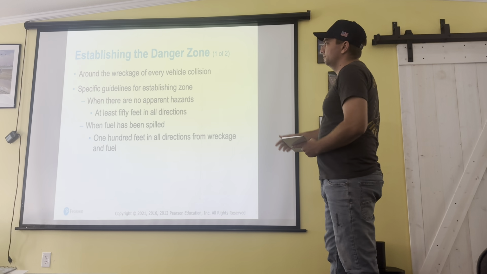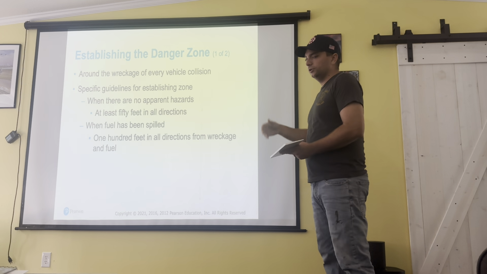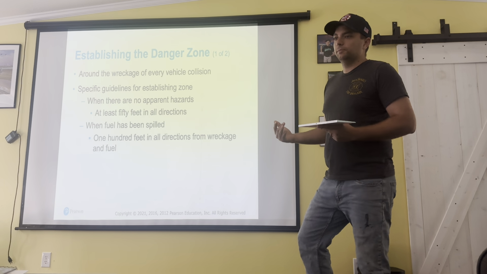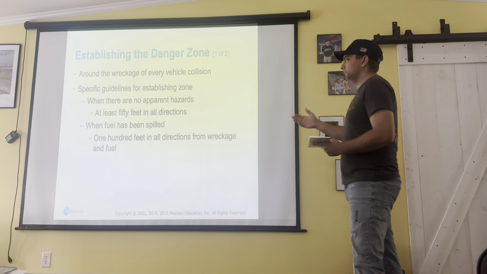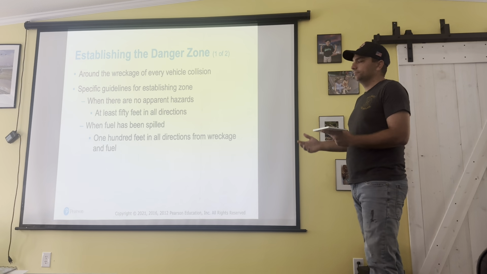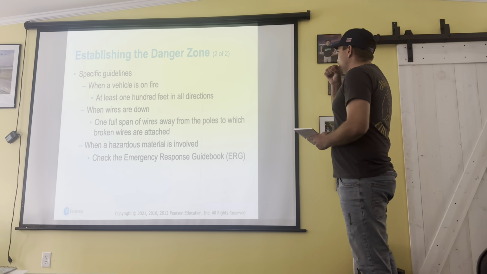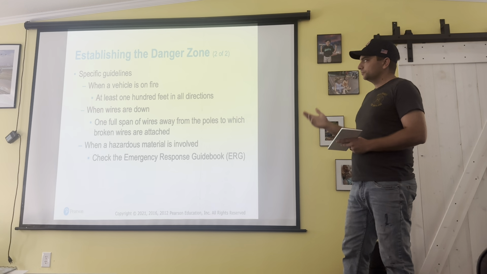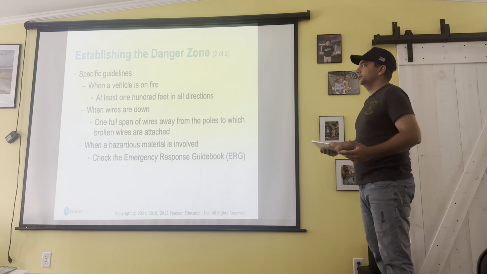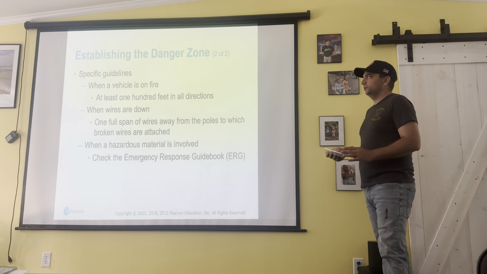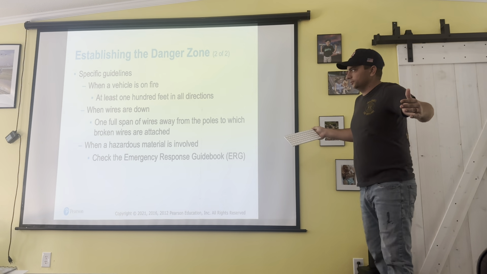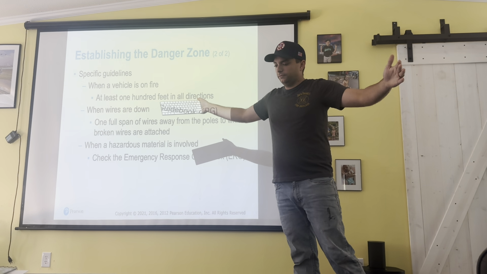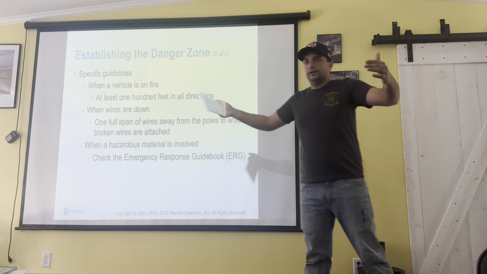Look at these numbers that they're talking about. Staying 50 feet away from the car. This isn't necessarily for you, but also for bystanders, people that aren't involved in the incident. We want to separate them, keep them away from that scene. And when fuel has spilled, 100 feet away. When a vehicle is on fire, we're going to keep everybody 100 feet away in all directions. When wires are down, we want to keep one full span of those wires. So however far apart the poles are, or however far apart the wires come down, that's how far back we want to be.